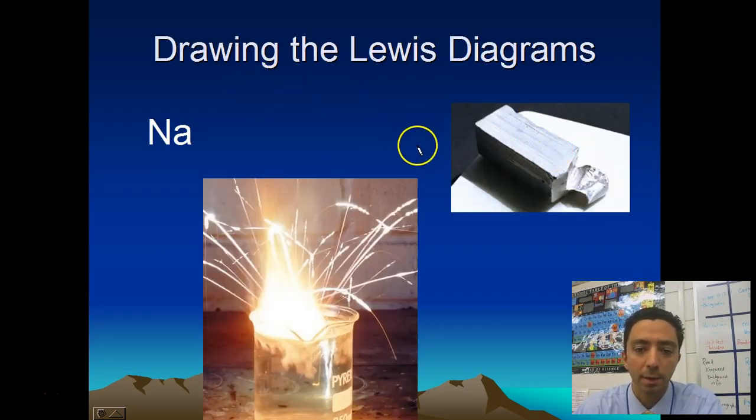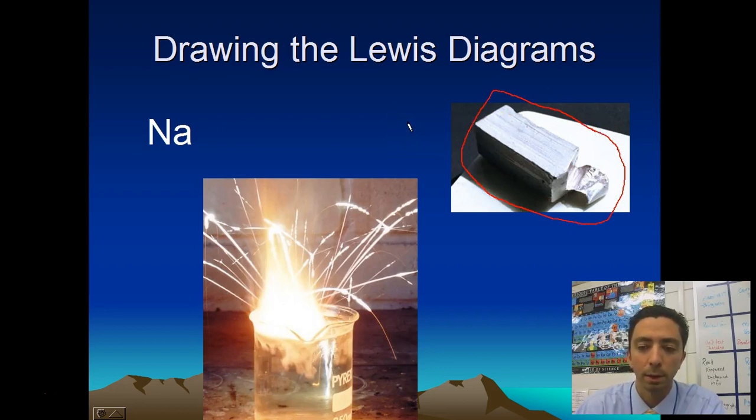So, drawing the Lewis diagrams. I started out here, this is sodium, is what we're going to begin with, and it actually looks like this over here. It's a really interesting metal. It's kind of like a stick of butter in consistency almost, but it's a metal, and you can see when put in water, it reacts really violently. So how do we draw a Lewis diagram though?